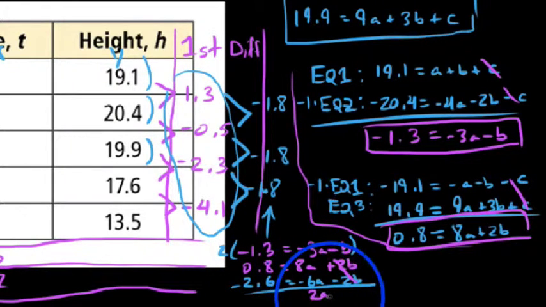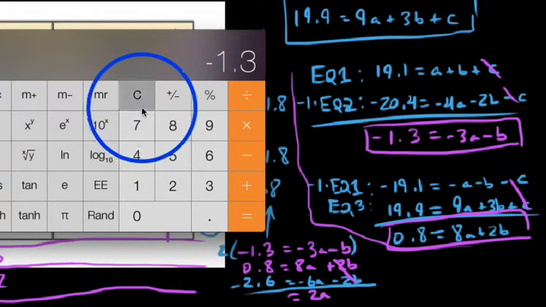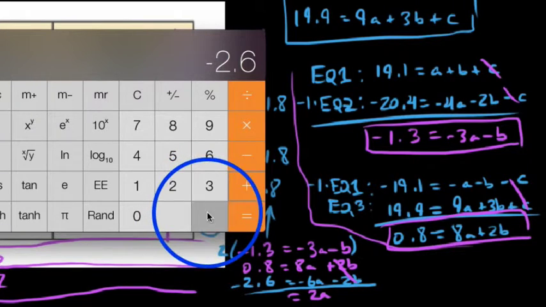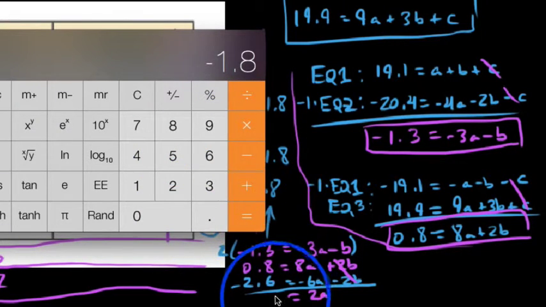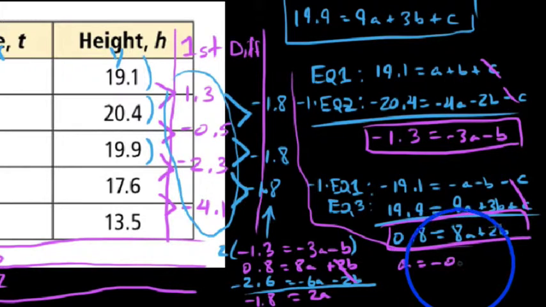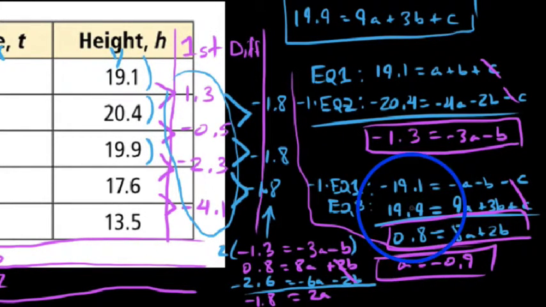We end up with 2 a's left over, and 2a is actually equal to the difference between negative 2.6 and a positive 0.8. So we say negative 2.6 plus 0.8, I get negative 1.8. And solving for a now, I can just divide both sides by 2. What I've just determined is that a is equal to negative 0.9. I'm going to put a box around that. So we have our a.